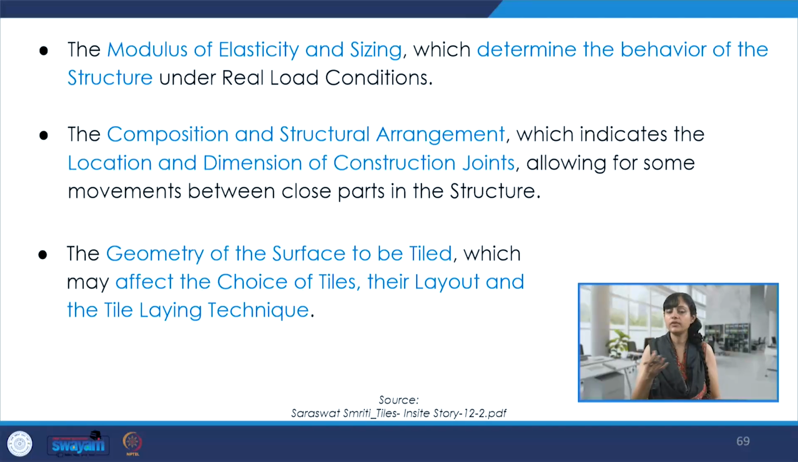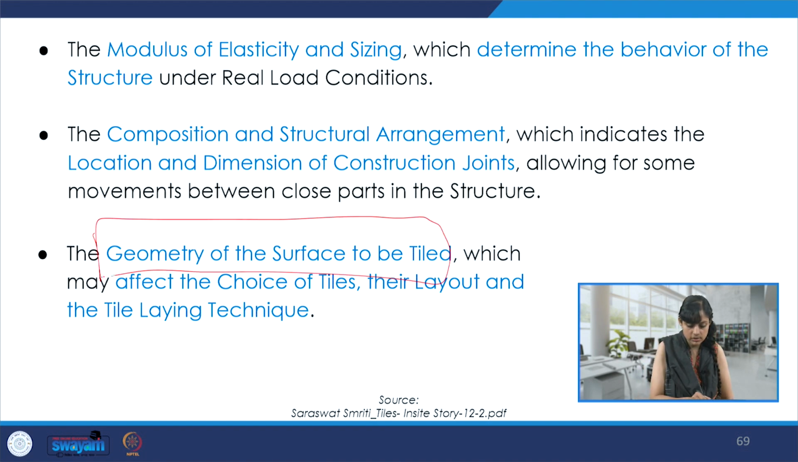Then there is this modulus of elasticity and sizing, again some technical aspects. It is very important to understand these because they determine the behavior of the structure under real load conditions. Then the composition and structural arrangement also, which indicates the location and dimension of construction joints. So we need to understand those because they allow for some movement between close parts in the structure. The overall geometry of the surface to be tiled may affect the choice of tiles, the layout, what is the pattern or the design that we want to achieve, and what is the tile laying technique. So the geometry again is very, very important.